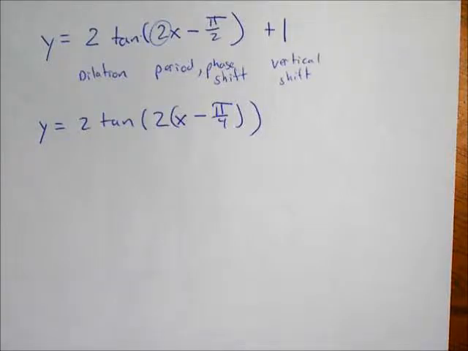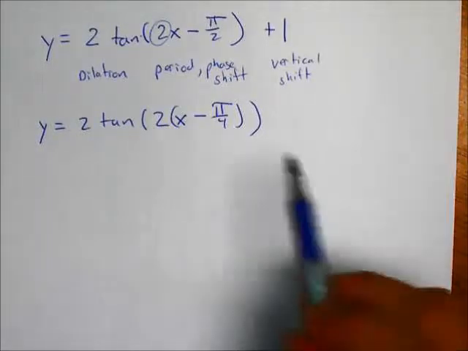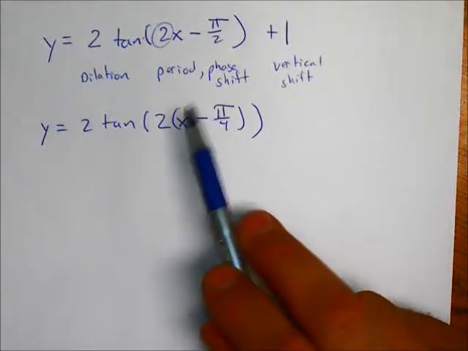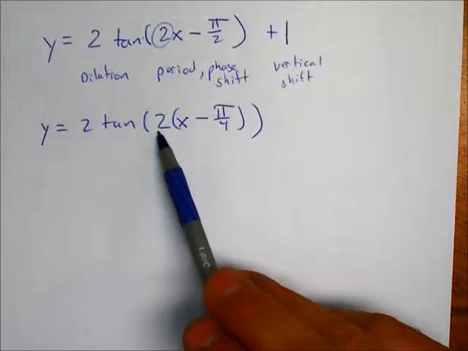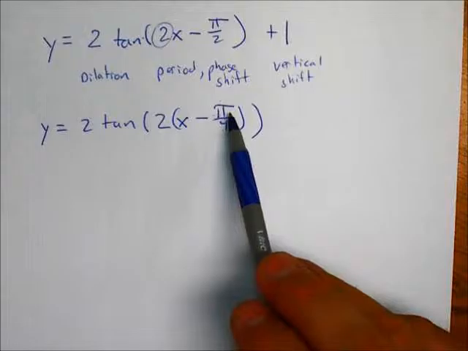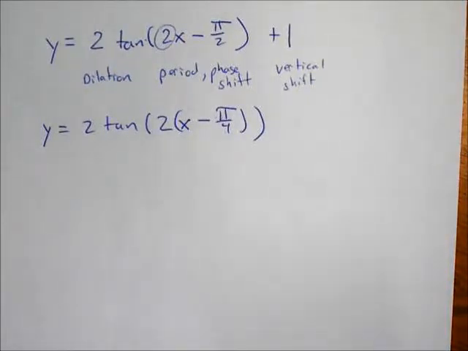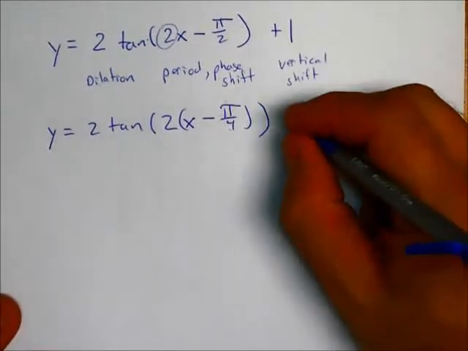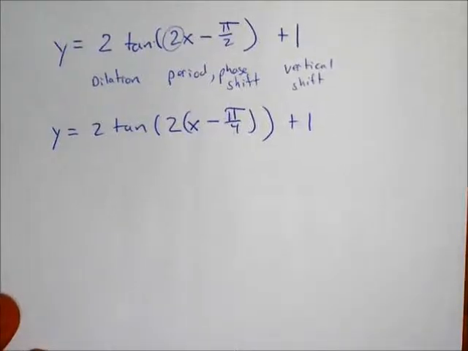So I'm going to factor out a 2, and when I do that, I get 2 times x minus pi over 4. If you don't know where the pi over 4 comes from, just multiply this back through. 2 times pi over 4 is going to reduce to pi over 2, and you're back to the original.